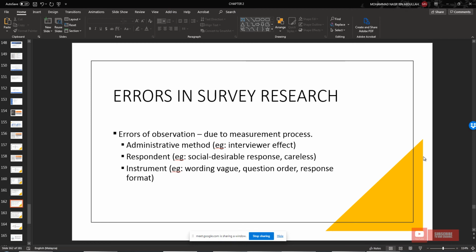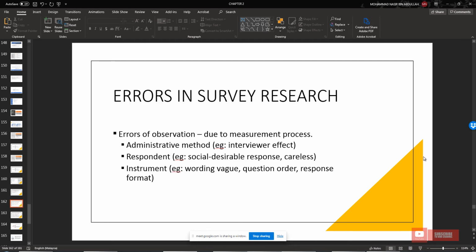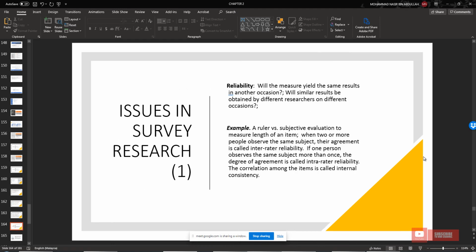Error in survey research. Error of observation is due to the measurement process. Alright, issues in survey research. So this is the issue. The first issue is, as I said before, reliability and validity.